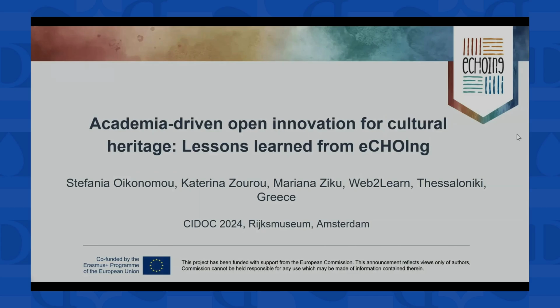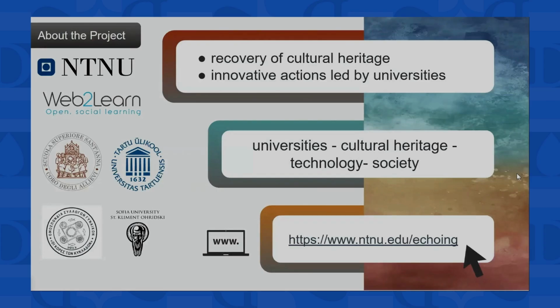Hi all, this is a presentation by Stefania Economou, Katerina Zourou and Mariana Zikou from Web to Learn Greece. In our contribution, we focus on academia-driven open innovation for cultural heritage, presenting lessons learned from the ECOIN project. The ECOIN project brought to the fore the need for participatory, academia-driven actions for the revival of small cultural heritage organizations. You can find all results of the project, such as impact reports and online modules, at the project's website.